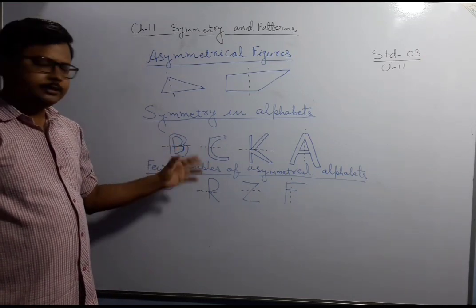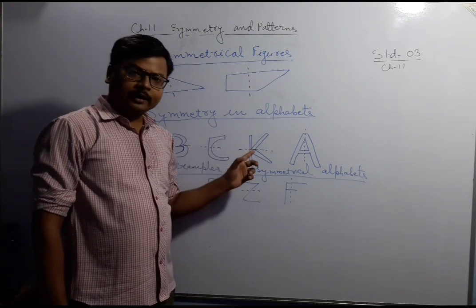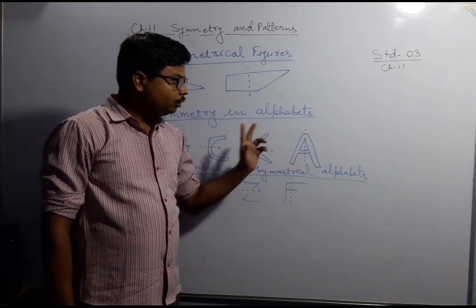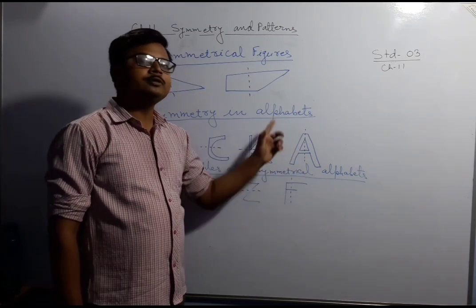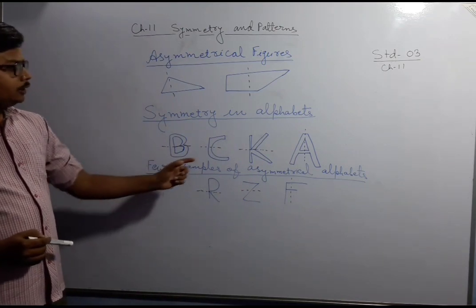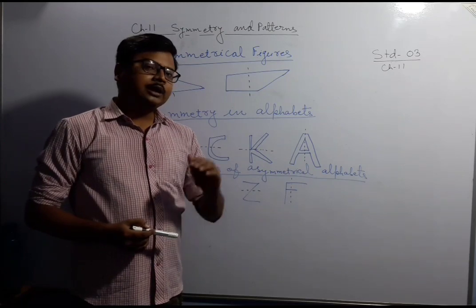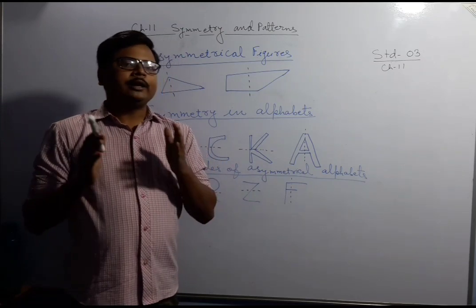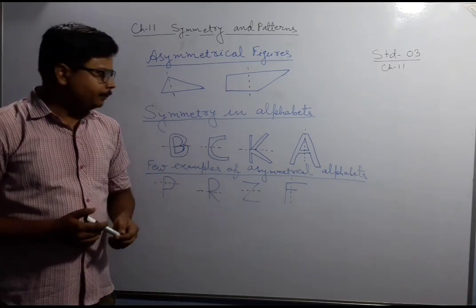C, same condition, it will be divided into two equal halves. In K also, it will be divided into two equal halves, and in A also you can divide it into two equal halves by drawing a line of symmetry. Now next come to examples of asymmetrical alphabets. There are a few alphabets which are asymmetrical also. That means you cannot divide those alphabets into two equal halves. Let us see the example.